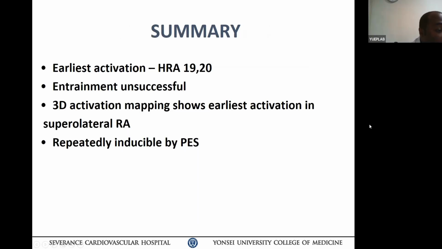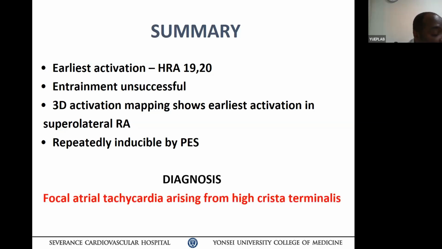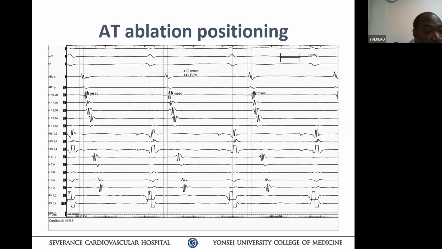So in summary, we had tachycardia 2, which showed late activation in HRA 19-20, and entrainment was unsuccessful, making it unlikely to be a reentrant mechanism. 3D activation mapping showed early activation in the superolateral RA high crista region, and it was repeatedly inducible by PES. PES is good for identifying re-entry and triggered activity mechanisms. So possibly this was a triggered activity mechanism. So we made a conclusion of a focal atrial tachycardia arising from high crista terminalis.